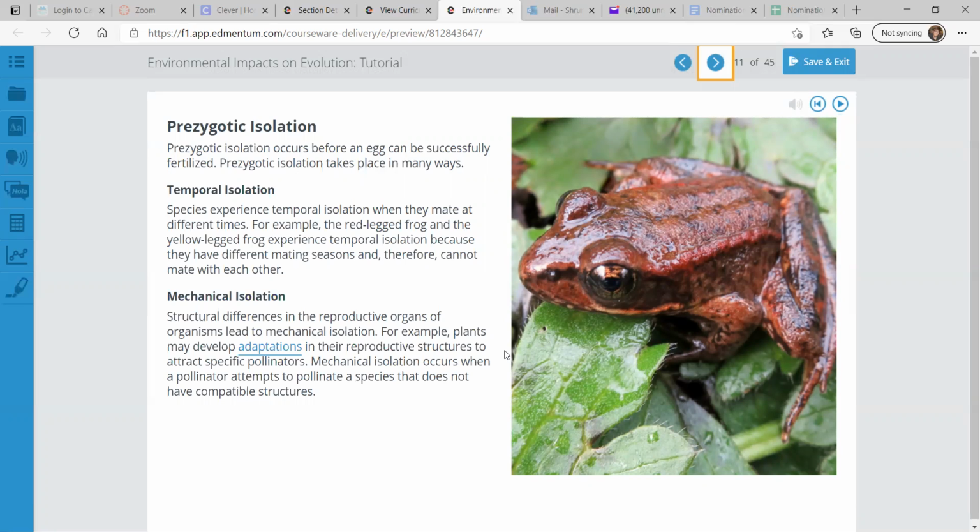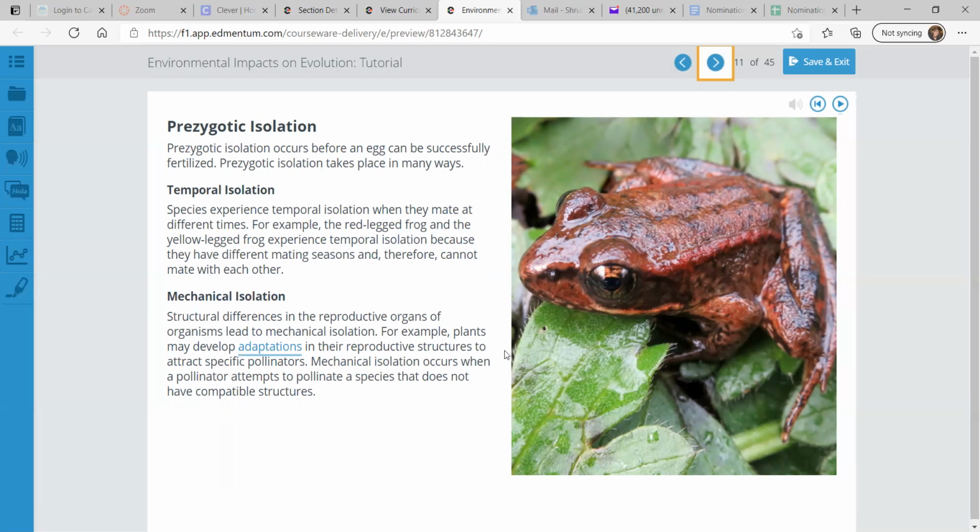So we can have temporal isolation. Temporal means time. So species experience a temporal isolation when they mate at different times. For example, the red-legged frog and the yellow-legged frog experience temporal isolation because they have different mating seasons and therefore cannot mate with each other. So if they are trying to mate in this season, the other species is trying to mate in another season. So they're never mating at the same time.